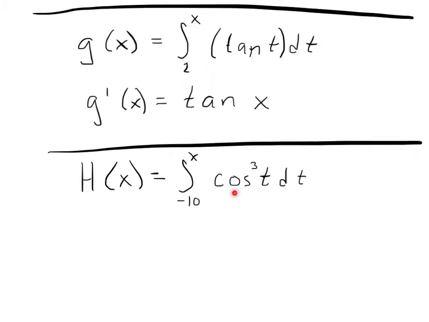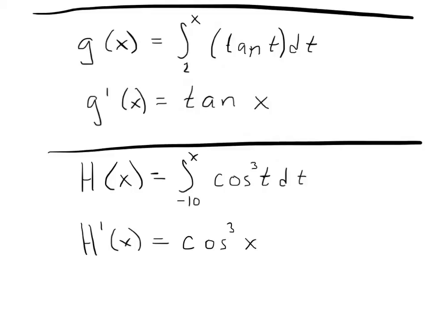Even though I don't know how to take this antiderivative, if I take the derivative of this thing, if I ask you what h prime of x is, we simply rewrite the function inside with an x plugged in. Cosine cubed x. And I'll admit, these problems get more complicated. There are more weird things that happen. I'm going to cover those in a later video. For now, I want to start with why.